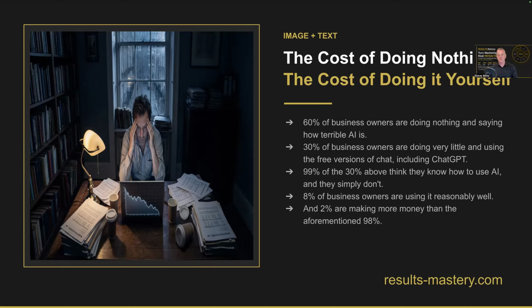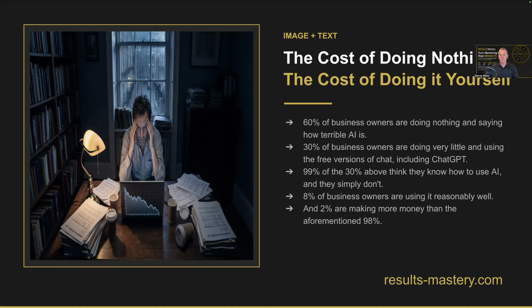99% of the 30% above think they know how to use it, and this is really a worrying statistic for them, not for me, for them. Nearly everybody who's using it, who are saying, yeah, I know how to use it, don't. I don't know how to use it fully. I know that this time next week and next month and in 3 months, there'll be a load of new stuff for me to learn, and my current level of knowledge will have doubled in the next 3 months, because that's the speed of everything changing.